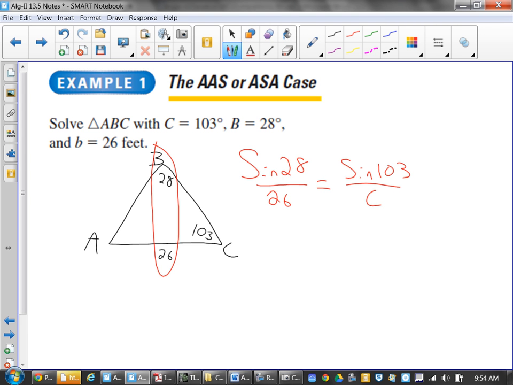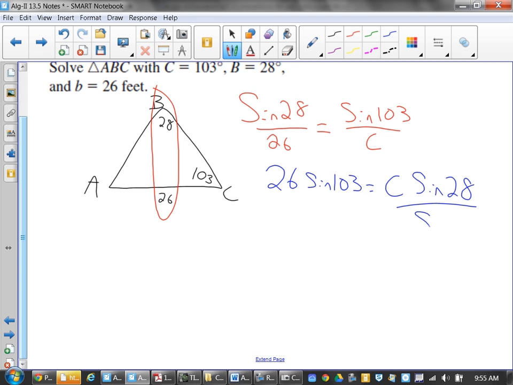When I cross multiply out, I get 26 sine of 103 is C times the sine of 28. Are we okay on that? Notice I'm putting the side lengths prior to the sine value. By doing that, it's going to help alleviate some of the issues with parentheses with your calculators, and it kind of forces you to remember to close parentheses and all that kind of stuff as well. Now, to get C by itself, all you have to do is divide by the sine of 28. Now, remember, the sine of 28 is just some crummy decimal.